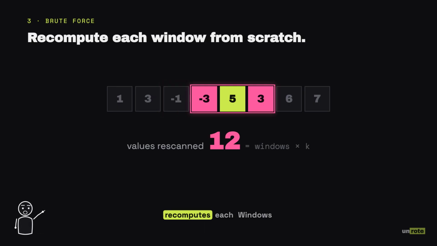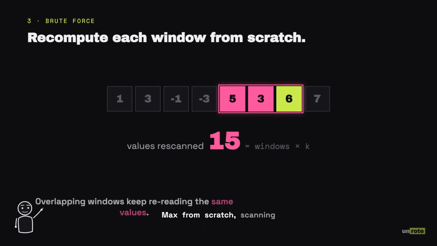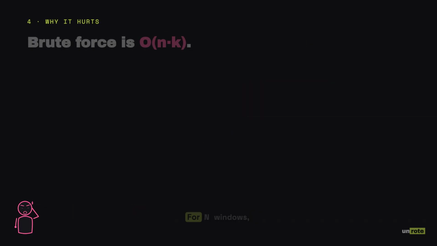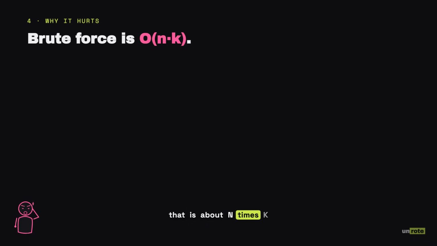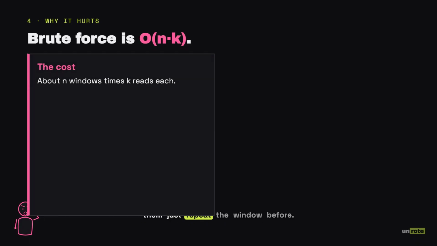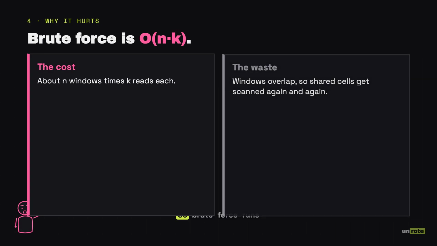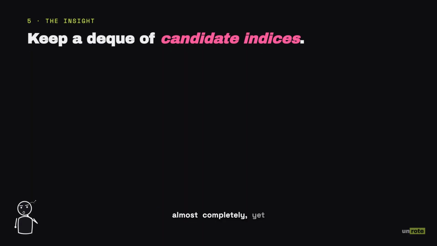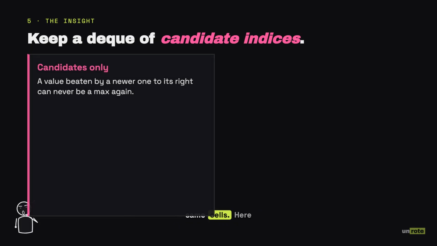The obvious way recomputes each window's max from scratch, scanning all k cells every single time. Watch the counter climb. For n windows, that is about n times k reads, and most of them just repeat the window before. So brute force runs in order n times k. For a small window, that is fine, but a wide window drags badly. The waste is obvious. Neighboring windows overlap almost completely, yet we keep rereading the very same cells.